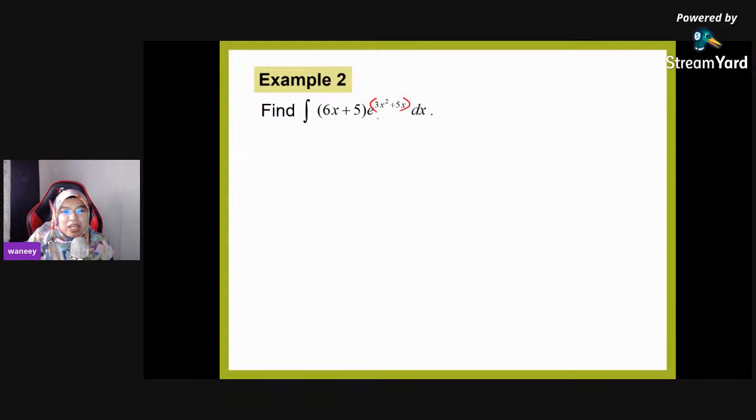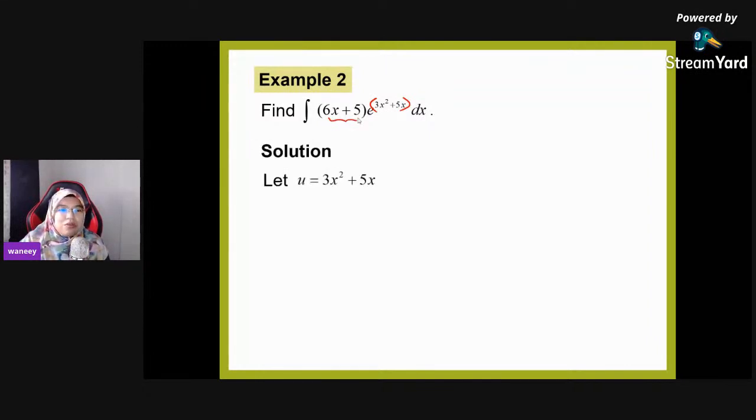So if I look at the power, this is not linear. So it will be very nice if we can use substitution for them first. But what happens if I let u equal to 3x squared plus 5x? Can I get the term in front? Let us see what happened.